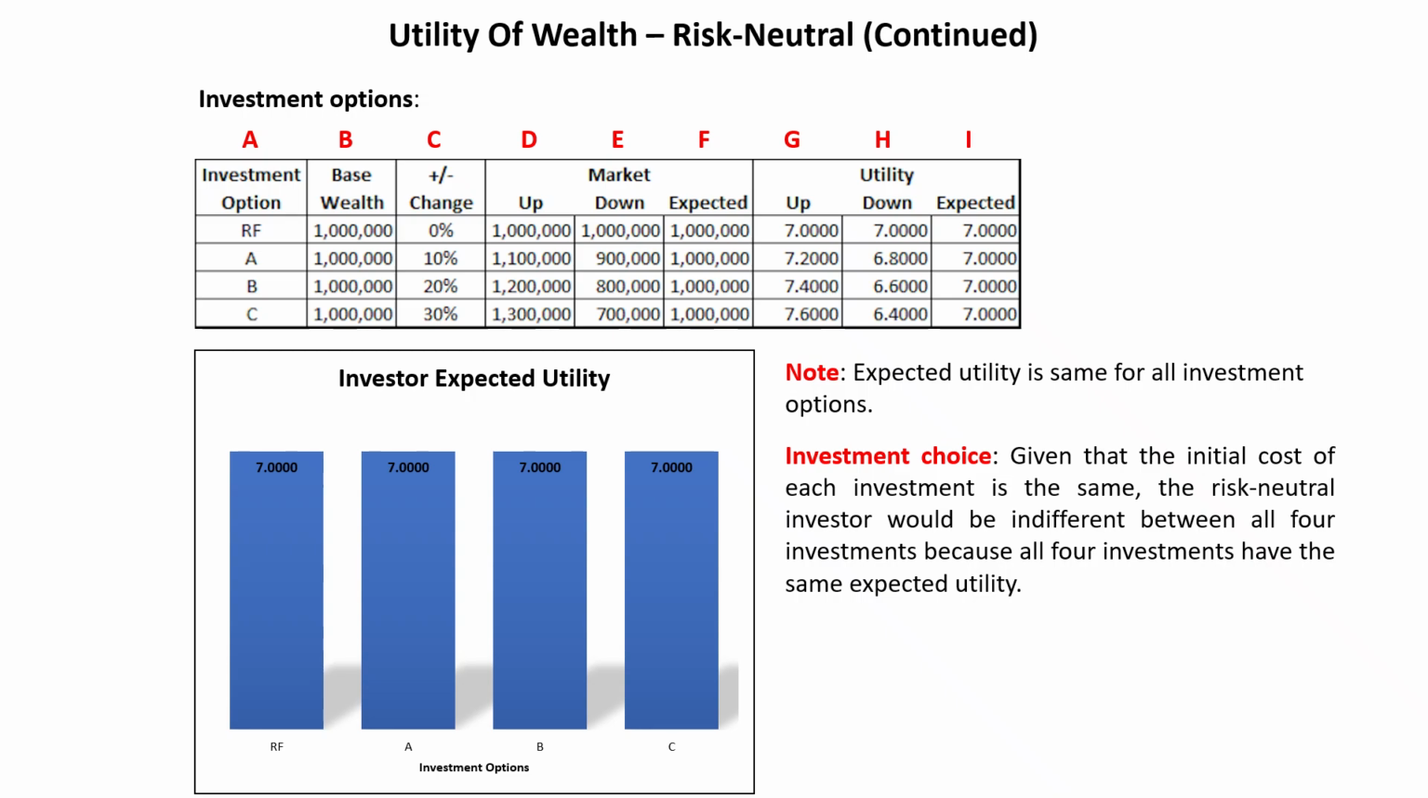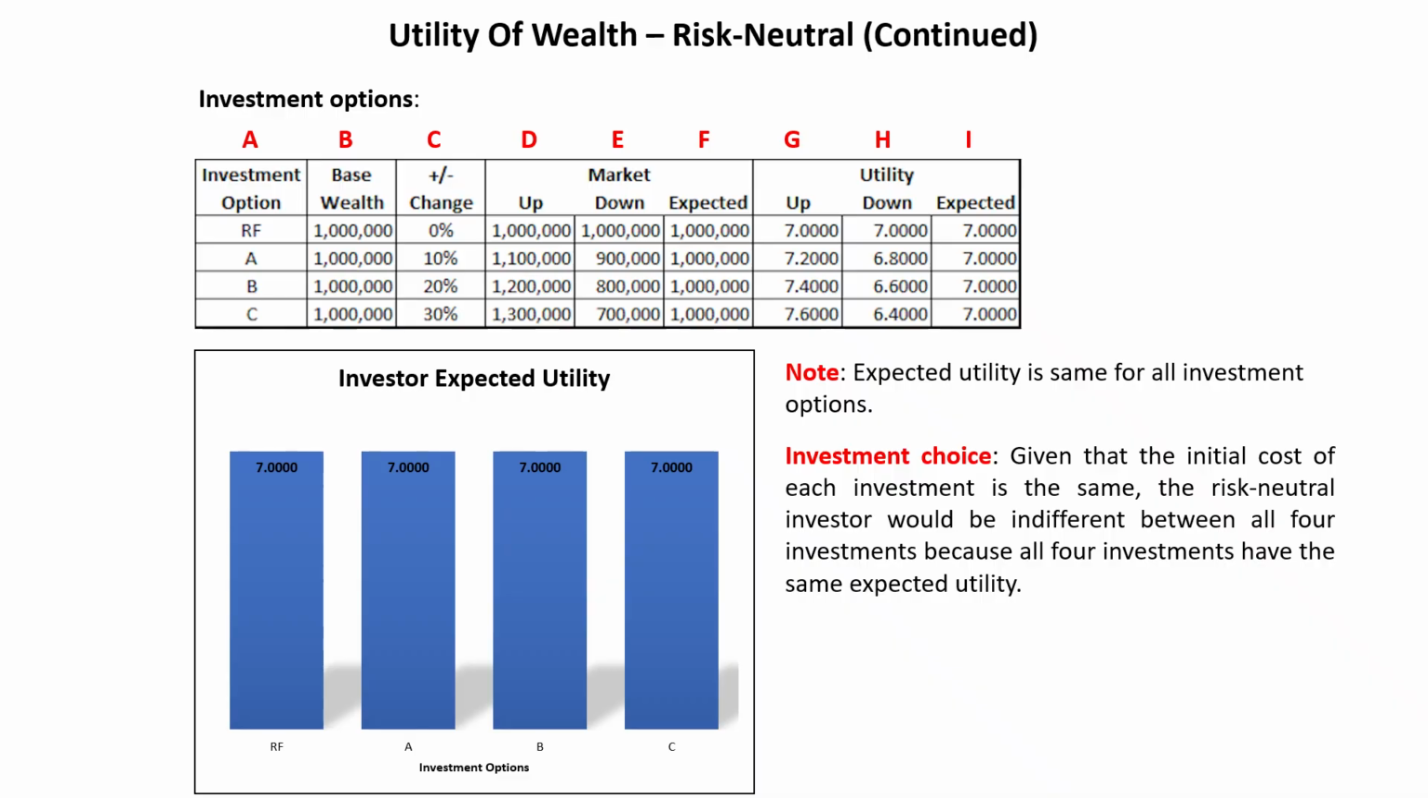Also note that the expected payoff is the same. Remember that we assumed that the probability of the market going up was 0.5 and the market going down was 0.5. So therefore, the expected wealth at the end of this investment would be $1 million, regardless of what the dispersion is. So now what we want to do is calculate utility.